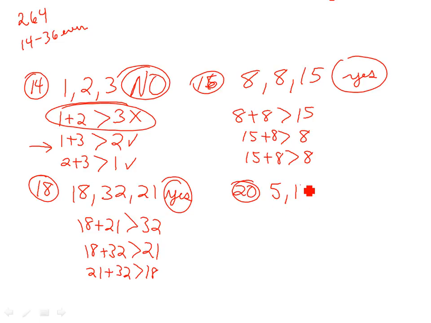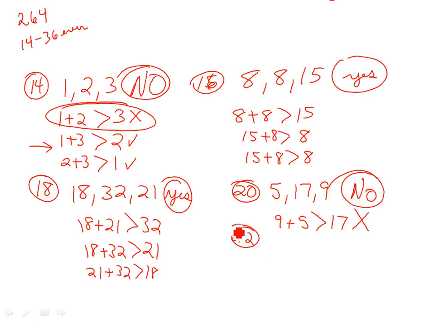5, 17, and 9. No. Why not? Because 9 plus 5 is not greater than 17. 9 plus 5 is not bigger than 17, so that won't work. No.